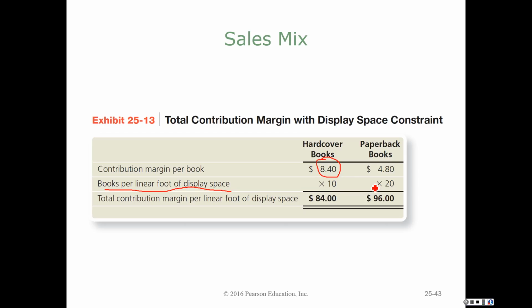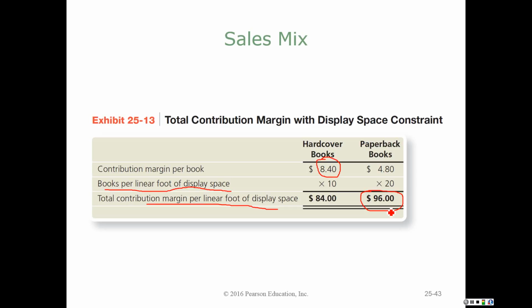And so in this case, if I look at contribution margin per my capacity constraint, the highest contribution margin per capacity constraint is my paperback books. So as long as I have a limited amount of space in those airport bookstores, sell as many paperback books as you can possibly sell using your linear space, and then fill the rest of your space with hardcover books. And so once again, we have to think about what this mix is going to do to my sales.